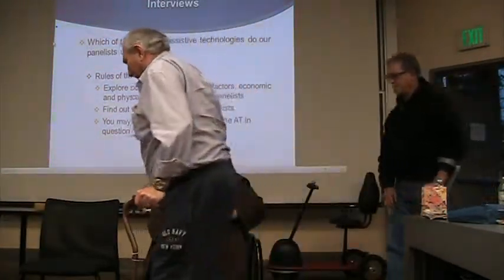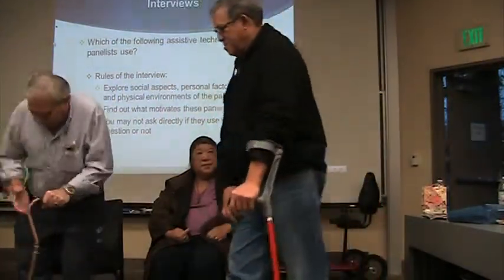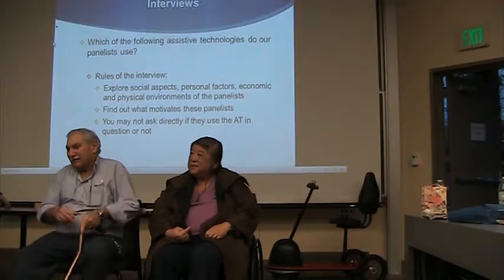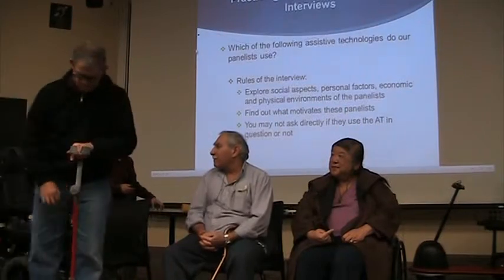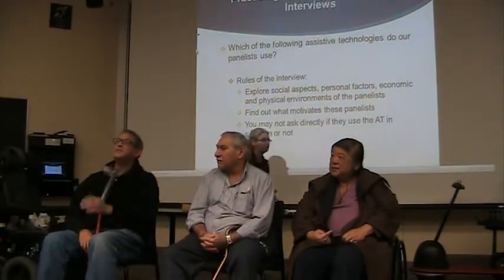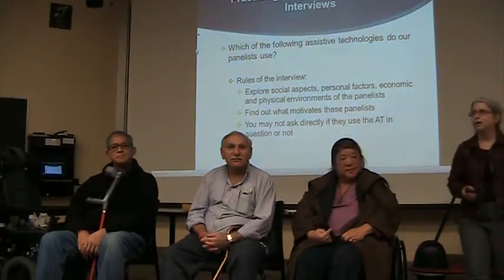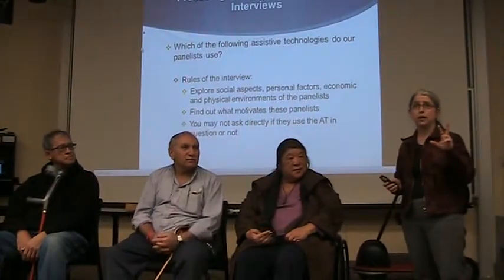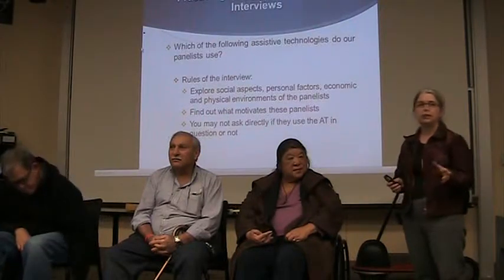This is Albert Azizian and Michael Wee. And I want you to really explore with these guys, again, the social and personal factors, the economic and physical environments of these panelists, and find out what motivates these panelists. Again, you can't ask them directly if they've used certain pieces of adaptive equipment, okay? Even before I show you, I'm going to show you 3 pieces of adaptive equipment. You're going to find out whether they use them or not. We're going to take a vote. But first I want you to get to know them.